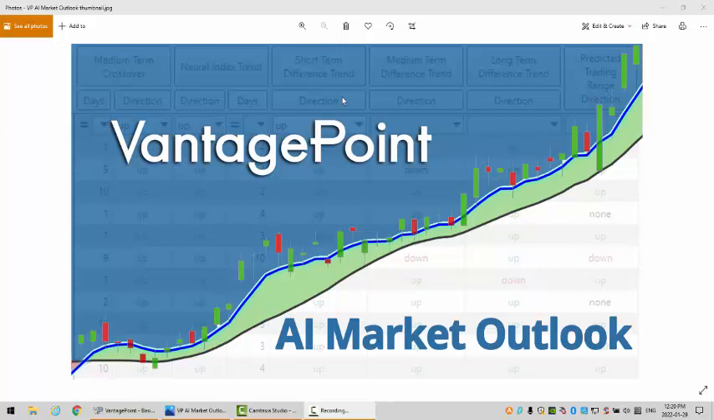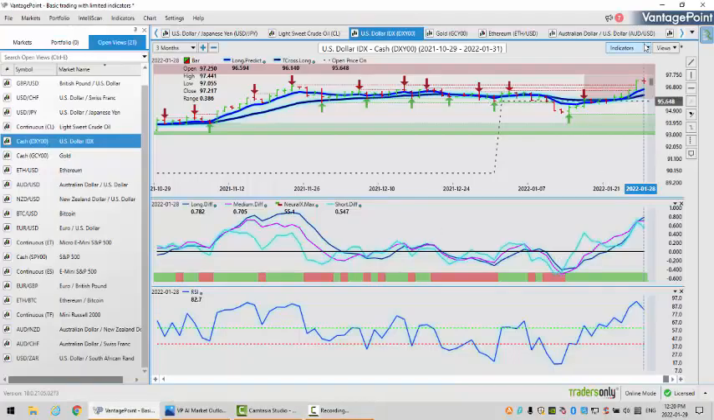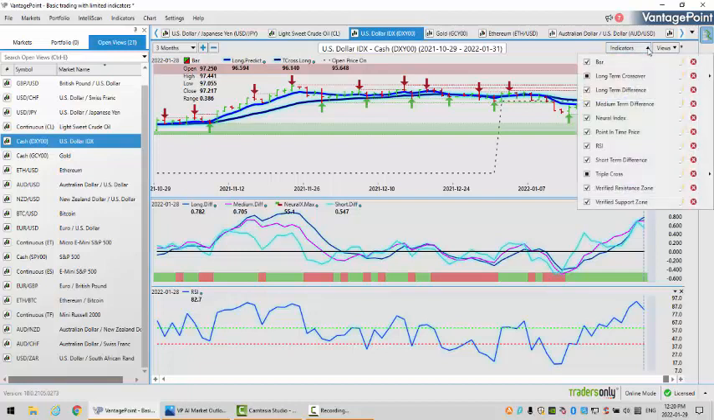My name is Greg Furman, and this is the VantagePoint AI Market Outlook for the week of February the 1st, 2022. Now, to get started this week, the first thing we're going to do is check the indicators we're using in this week's presentation to do a full, thorough, and complete analysis of the markets using the VantagePoint software and the many tools that they have.